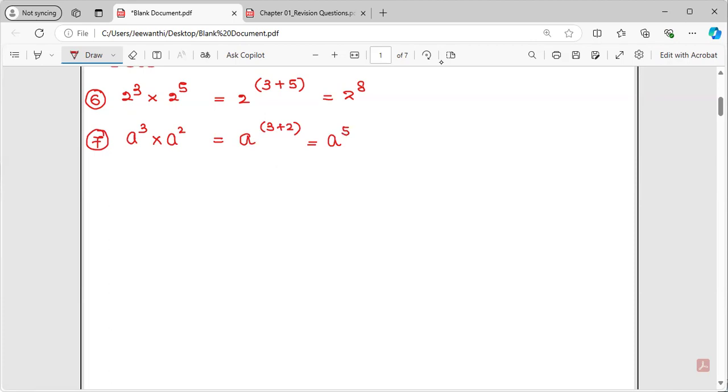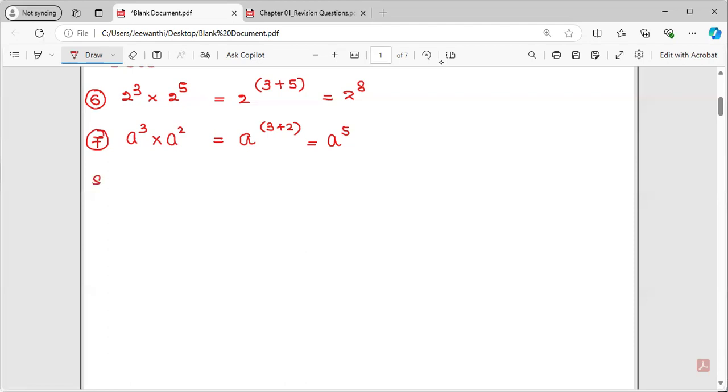Again, you want to keep the answer in index form. Even though they have asked us to find the value, we can't find the value because we don't know the value of base A, right? So we just have to keep it as an index number because we don't know the value of the base, or the value of A.